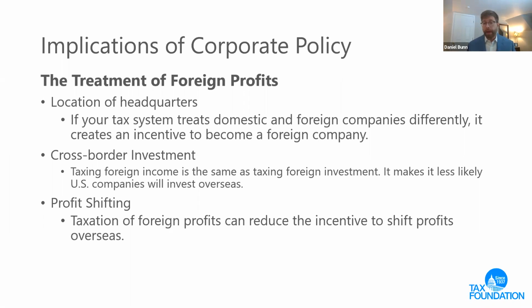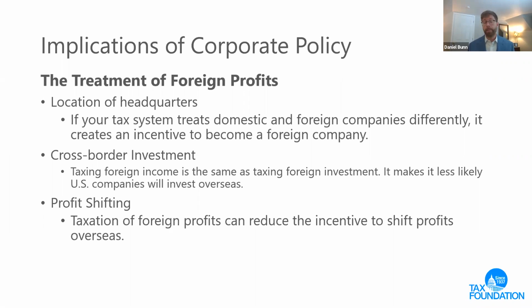But that's the purpose of GILTI, where it comes in and says, no, we're going to make sure that those companies, even if they are paying low rates of tax elsewhere, still pay some tax to the United States. The US rules don't really get in the way to a large extent of cross-border investment decisions, other than to make sure that US companies are paying some rate of tax to the US.